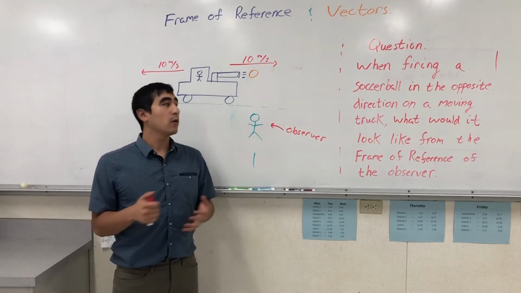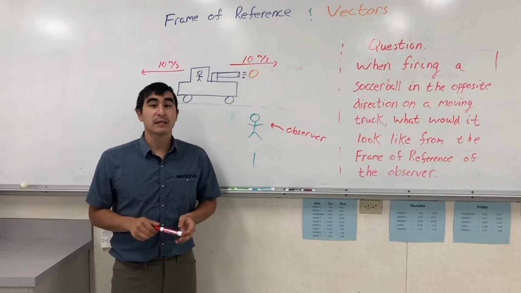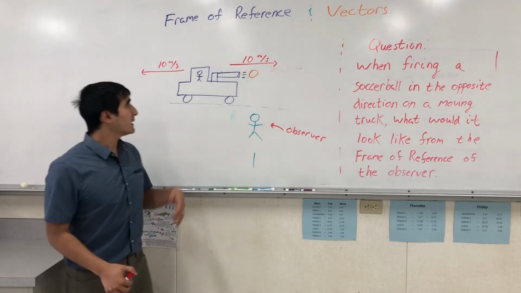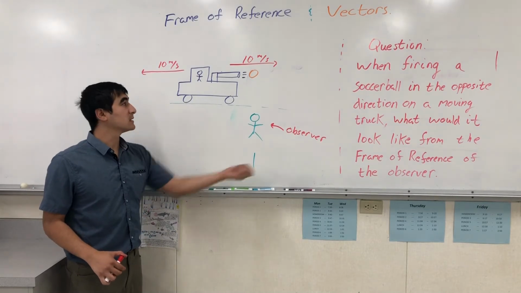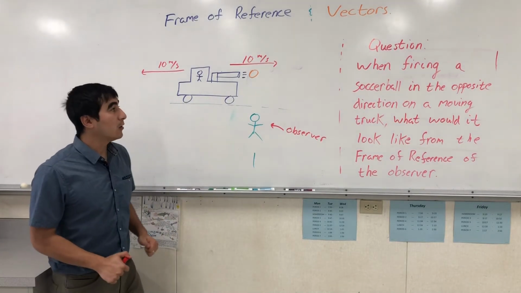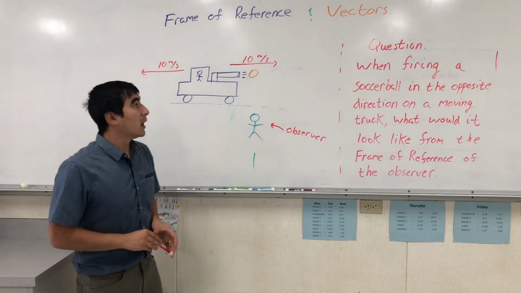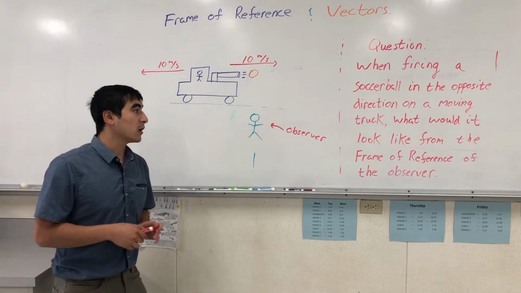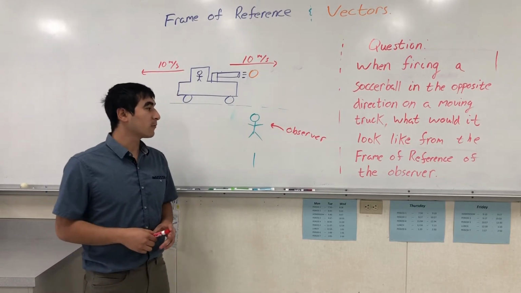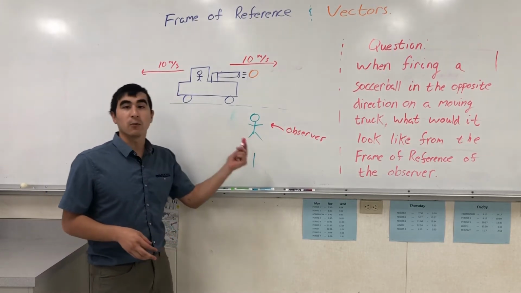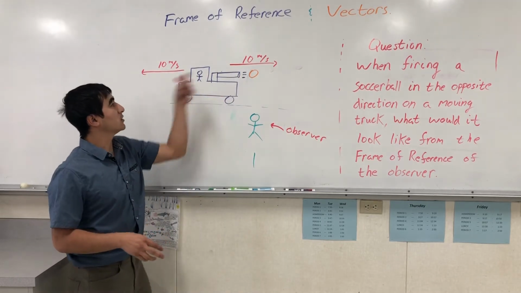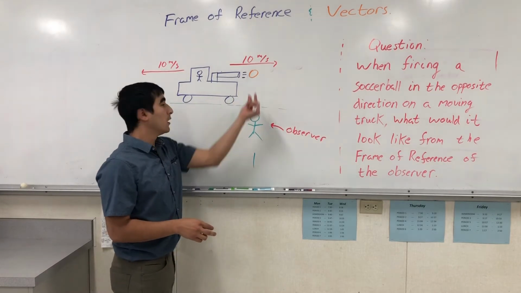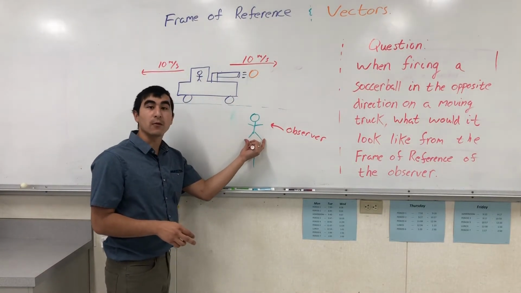All right, so after we get a good understanding of frame of reference and those definitions, now we can develop a question for this entire example. Our question in this case would be: when firing a soccer ball in the opposite direction on a moving truck, what would it look like from the frame of reference of the observer? Right now, the truck is moving in that direction, and the ball is being shot in that direction. We want to see what this ball is going to look like from the perspective of my observer.